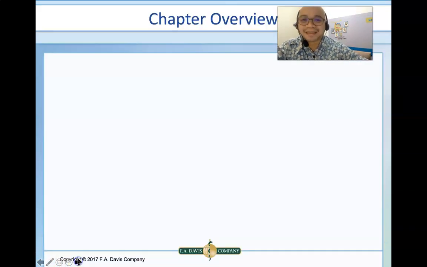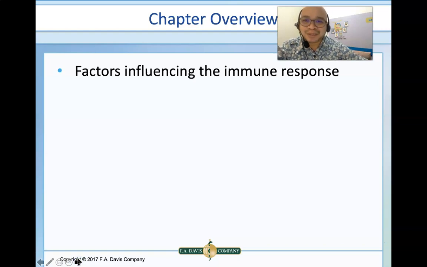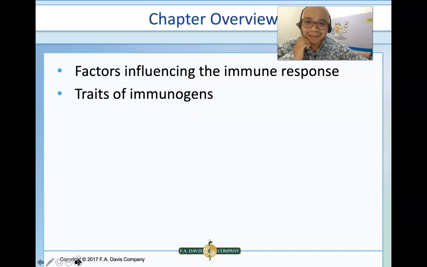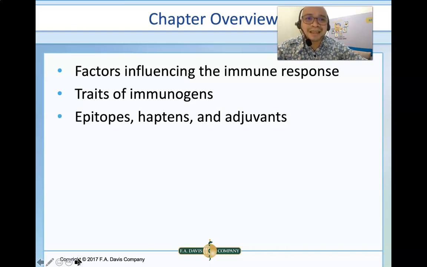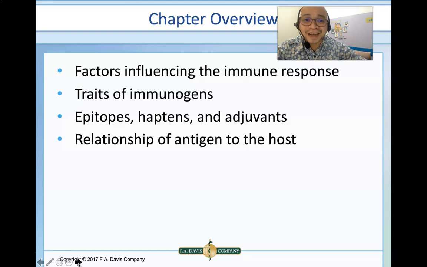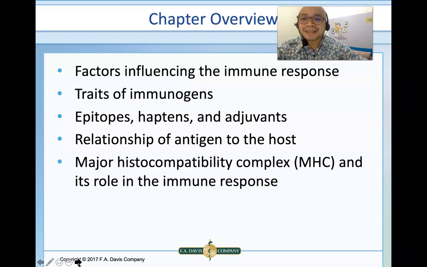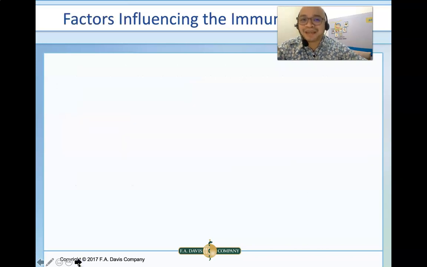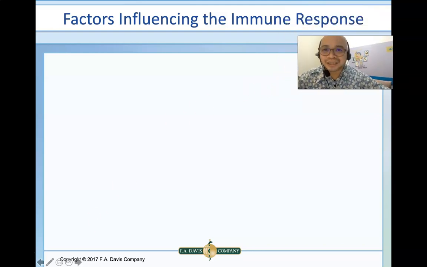Let's go! Okay, so for this particular lesson, we shall be discussing the different factors that may influence the immune response, the different characteristics of immunogens, the traits for that matter, and then we shall be discussing some of the important terms in order for us to understand this lesson further, such as epitopes, haptens, and adjuvants, then the relationships of antigen to the host, the major histocompatibility complex, the MHC, and its role in the immune response.